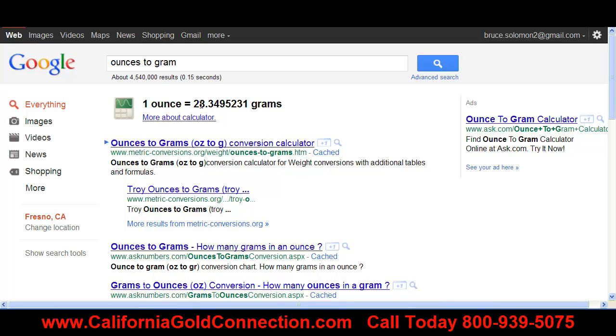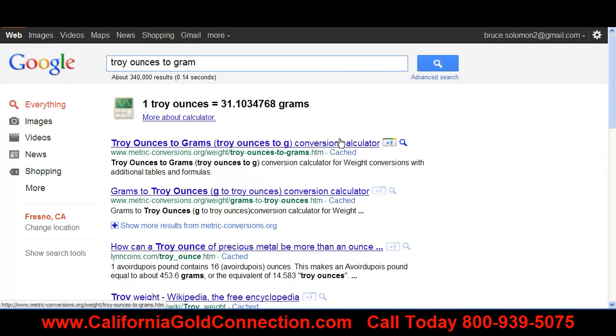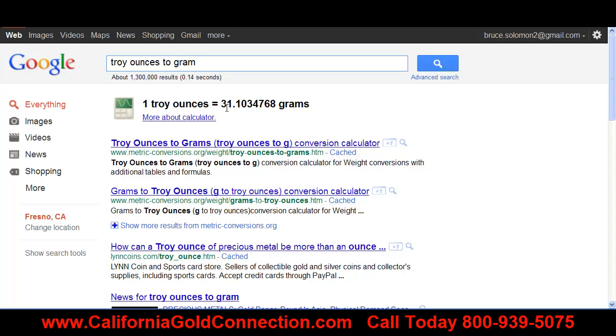So this is the first place everybody makes a mistake. They just type in ounces, they're looking for a conversion, and they get this value, 28 grams per ounce. That's not the proper ounce to be using. All bullion is bought in troy ounces. So instead, you need to type in troy ounces to grams. Okay, now we're in business. 31.1 grams per troy ounce. That's the value you want to be using. So make sure whatever you're converting, you've got the word troy in front of it, and then you'll have the accurate measurement.